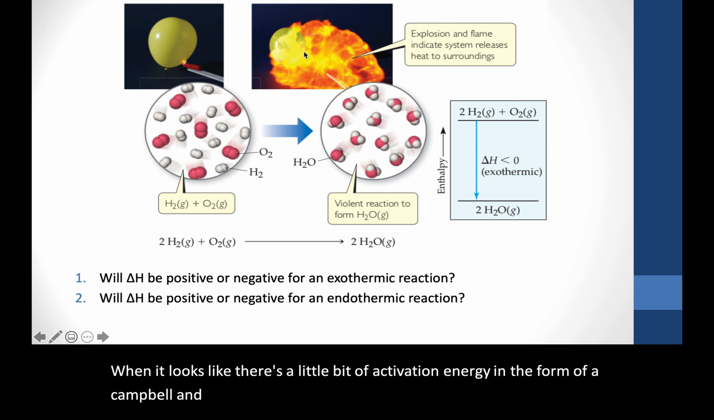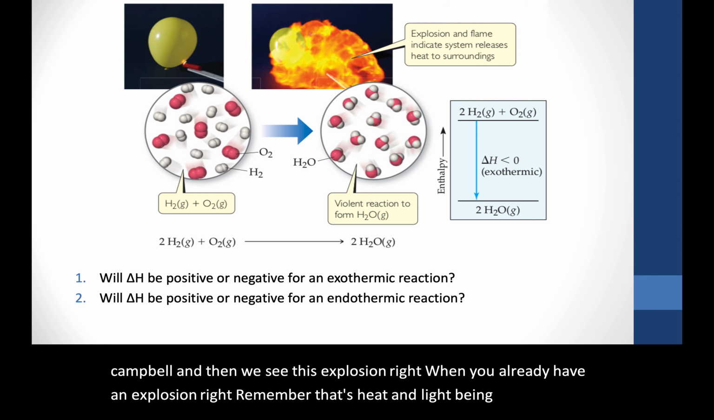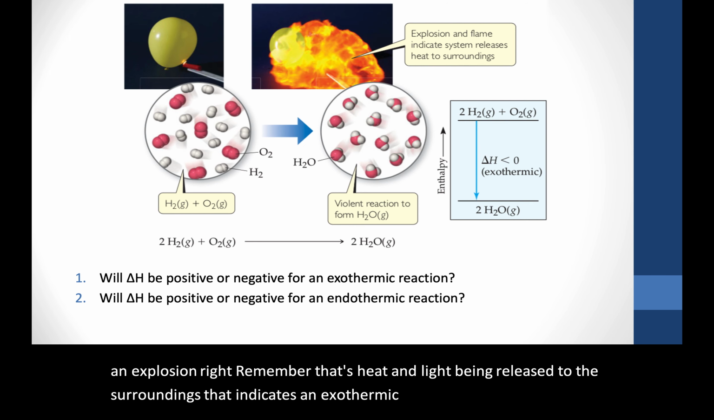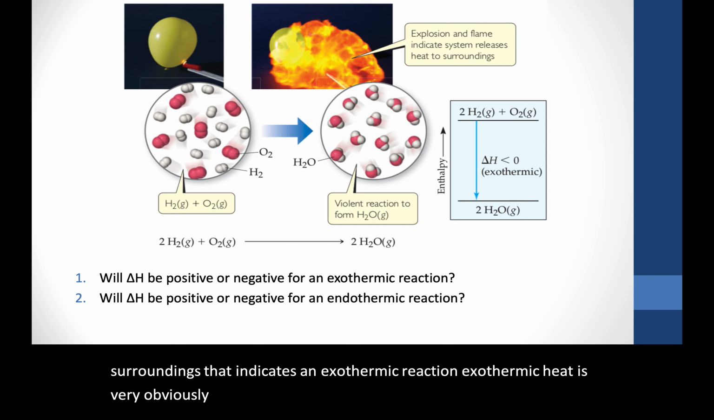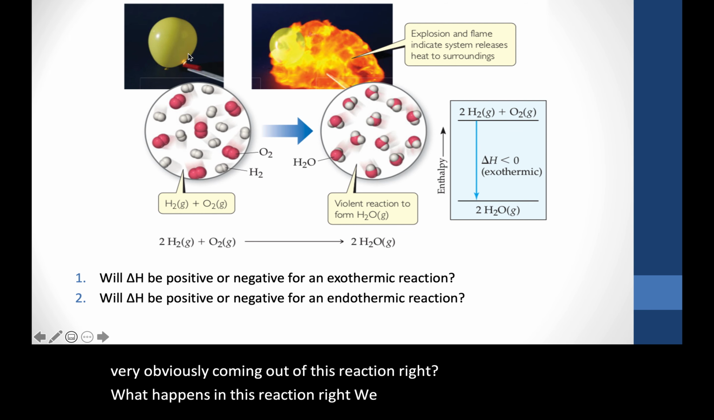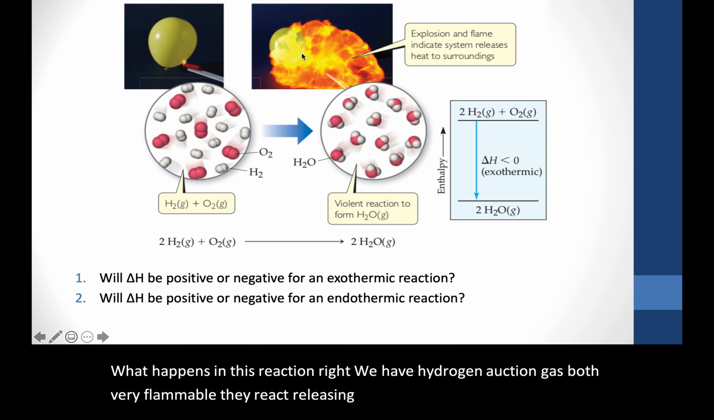When you ever have an explosion, right, remember that's heat and light being released to the surroundings. That indicates an exothermic reaction, right? Exothermic, heat is very obviously coming out of this reaction, right? So what happens in this reaction, right? We have hydrogen and oxygen gas, both very flammable. They react, releasing heat and light in the form of an explosion, and turns into water, H2O.